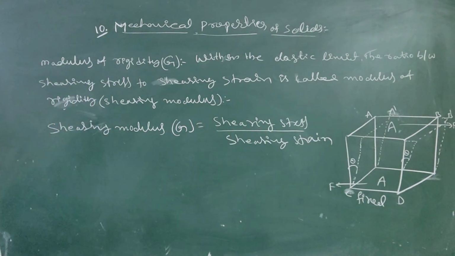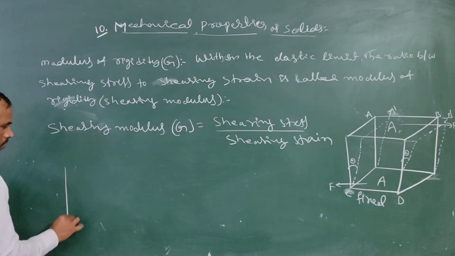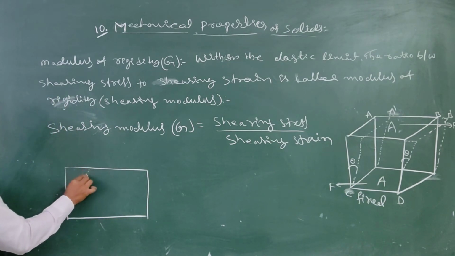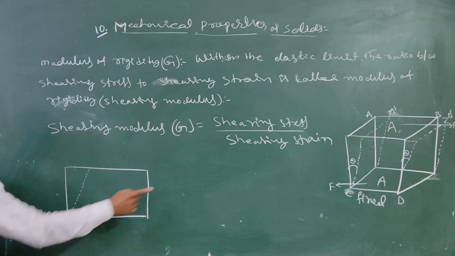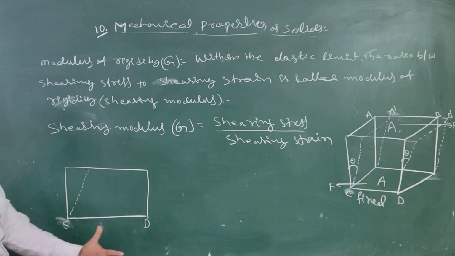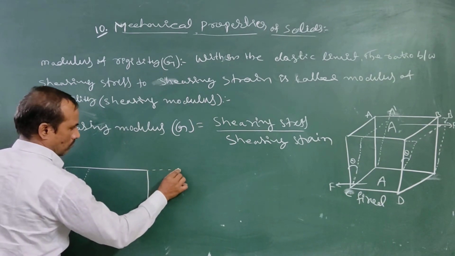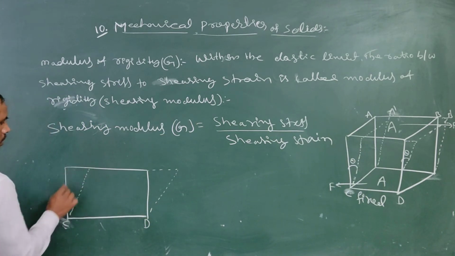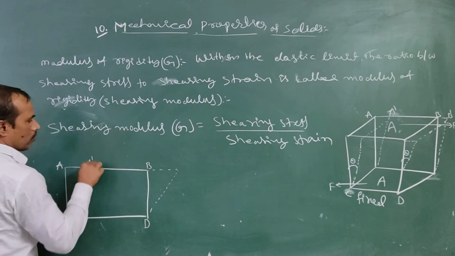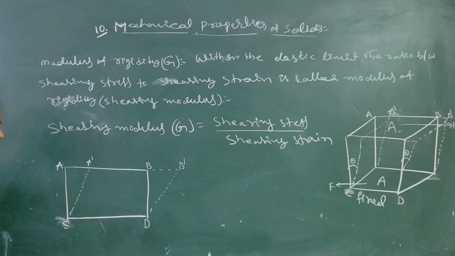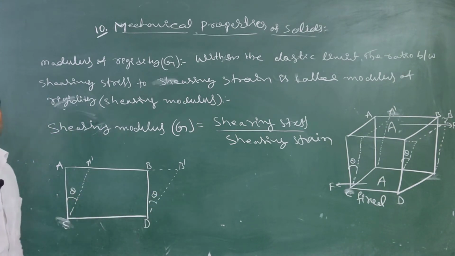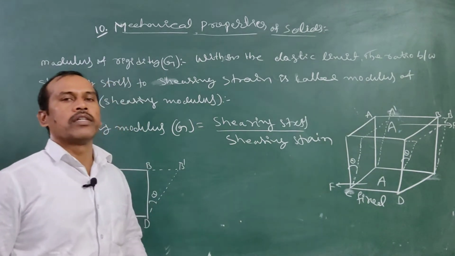Here in the diagram, simply draw this: B, C and D. This DC is fixed. Now this is the area, the perpendicular distance. Here A, B, A prime displaced, B prime displaced. The angle here is called the shearing strain.